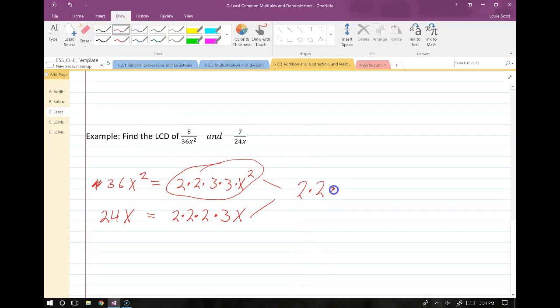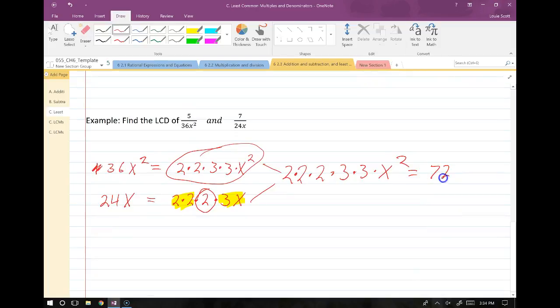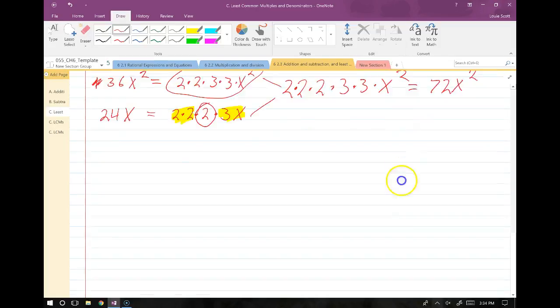2 times 2 times 3 times 3 times x squared. So it looks like it contains a 3 and an x, one more 2 and an x. Yeah, it contains two 2's, but we're missing this 2 that the 24 does contain. So we're going to multiply the whole thing by 2. That gives us 72x squared. So that's the LCD. If we want to add these two fractions together, we have to convert them both so that both denominators are 72x squared.